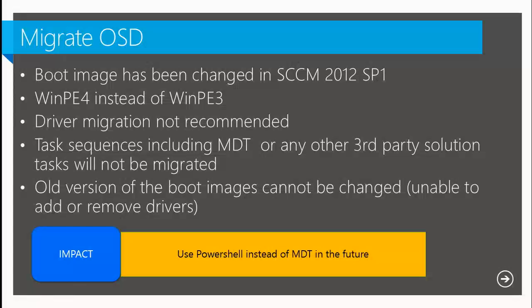First of all, we have a new Windows Preinstallation Environment, version 4 instead of version 3, in the SCCM 2012 Service Pack 1. It means that WinPE 4 has a different driver model than WinPE 3 has. It means that we will not be able to use the same drivers in the SCCM 2012 Service Pack 1 which are used in the SCCM 2007. So that's why the driver migration is not recommended for the boot images.